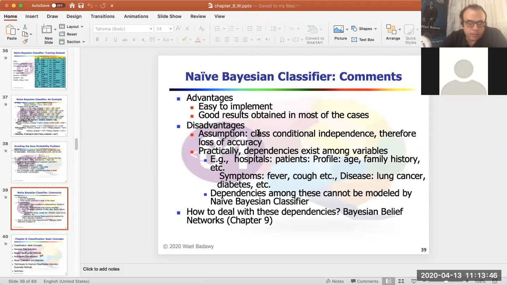So there are some comments on the naive classifier. The advantage is that it is easy to implement and gives good results in most cases. The disadvantage is that it assumes conditional independence, which causes a loss of accuracy, since in practice dependencies exist among variables. How to deal with dependency, we will cover in the next chapter, chapter 9. So basically, those are some advantages of the naive Bayesian classifier.